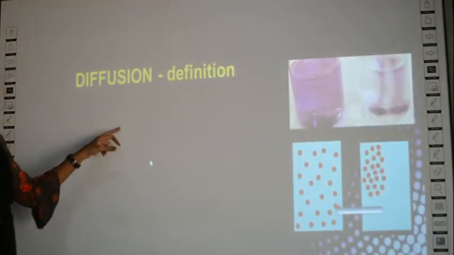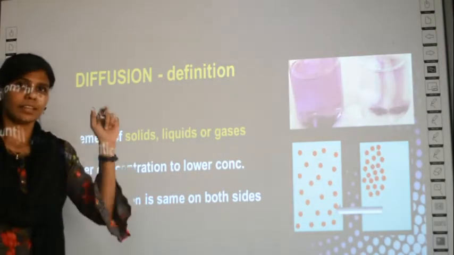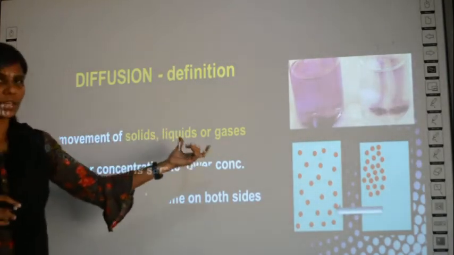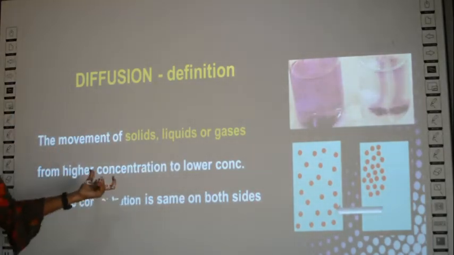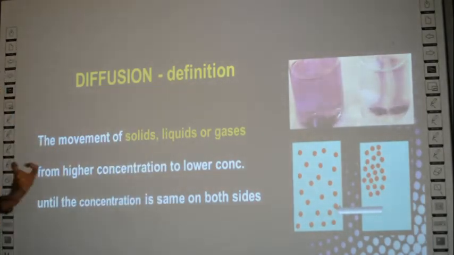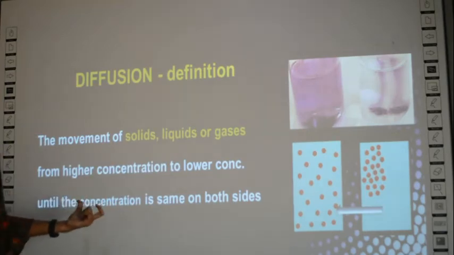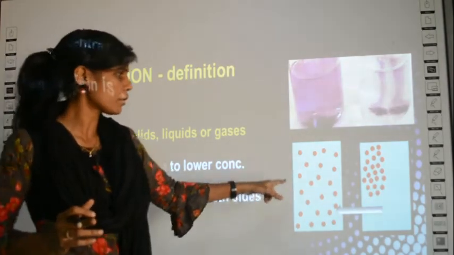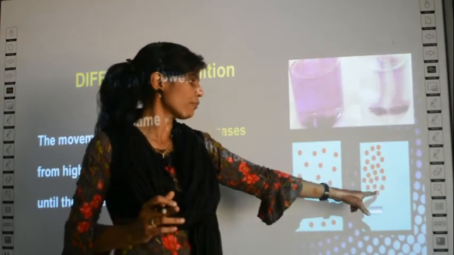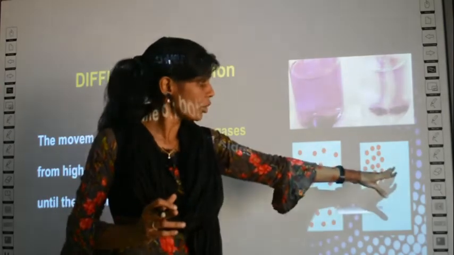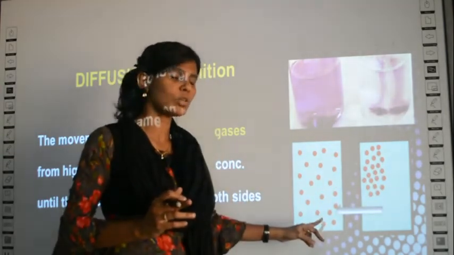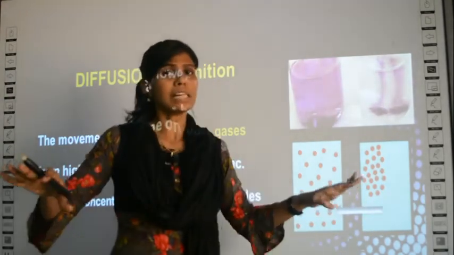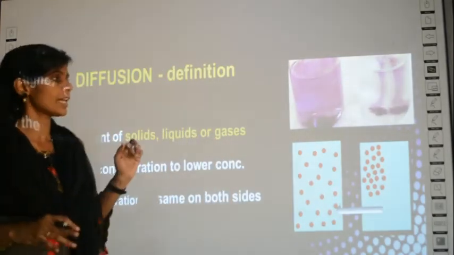And then what is diffusion? Already in that previous chart I have given the definition also. The movement of solids, liquids or gases from a higher concentration to lower concentration is called diffusion. The movement will happen until the concentration is the same on both sides. If there are more molecules on this side and fewer on this side, the particles will move from high number to low number until there is a balance. So this is called diffusion.